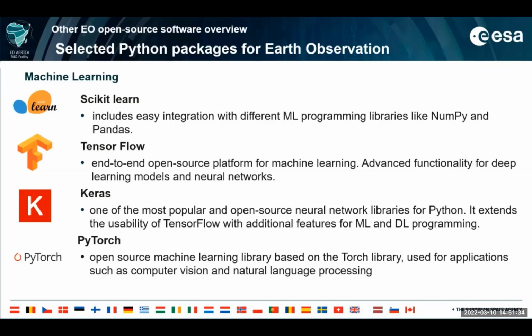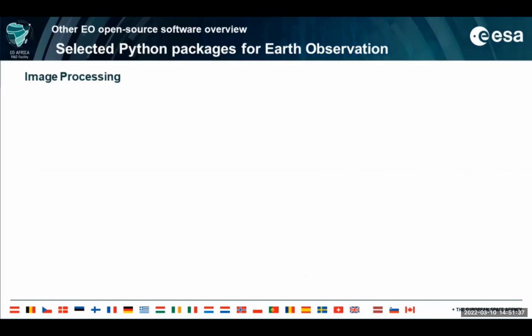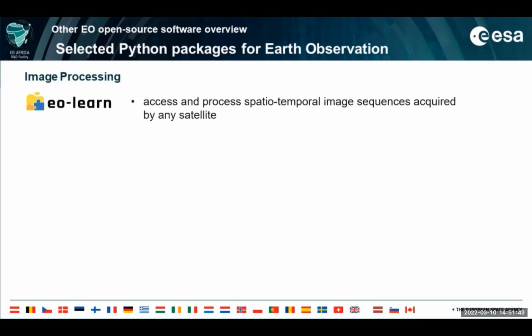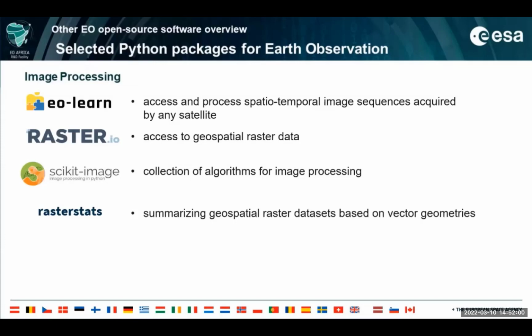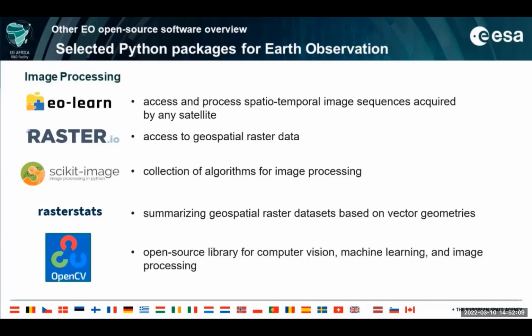Other packages, which refer to image processing, are the following: eo-learn, which provides access to and processes spatiotemporal image sequences acquired by any satellite; Rasterio, which provides access to geospatial raster data; scikit-image, which provides a collection of algorithms for image processing; rasterstats, which allows summarizing geospatial raster datasets based on vector geometries; and OpenCV, which is an open-source library for computer vision, machine learning, and image processing.